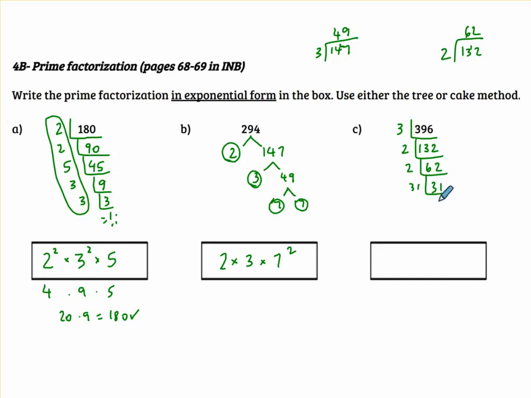All we can do is divide it by itself and we now get our little candle. And so these are my prime factors. So I would have 2 to the second power times 3 times 31. And you're done.